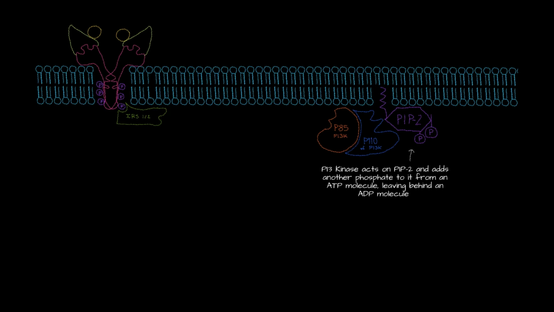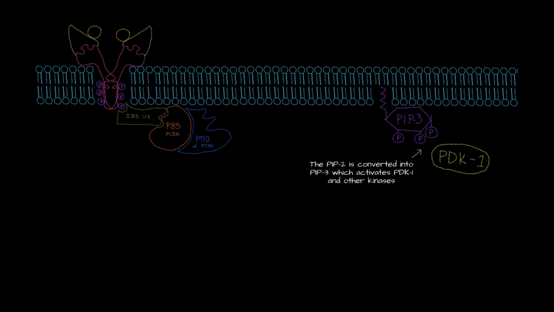PI3 kinase acts on PIP2 and adds another phosphate to it from an ATP molecule, leaving behind an ADP molecule. The additional phosphate causes PIP2 to become PIP3, which activates PDK1 and other kinases, such as PDK2. Inactive AKT, also called PKB, is a kinase that floats in the cytoplasm. It remains inactive until it binds to PIP3, where it gets phosphorylated.